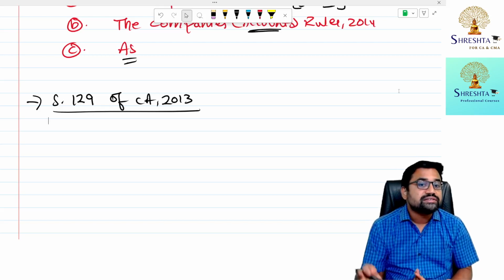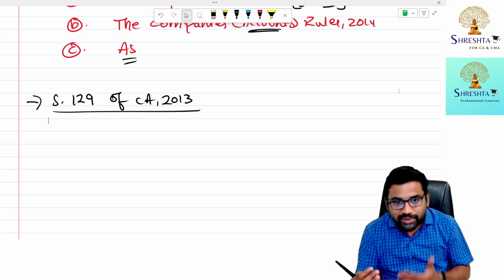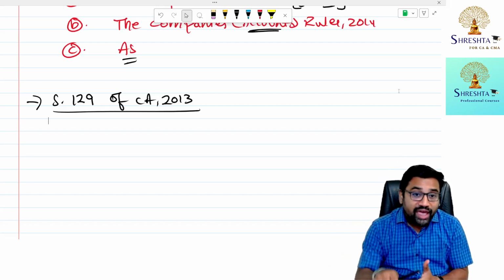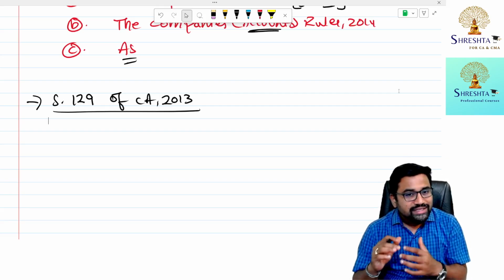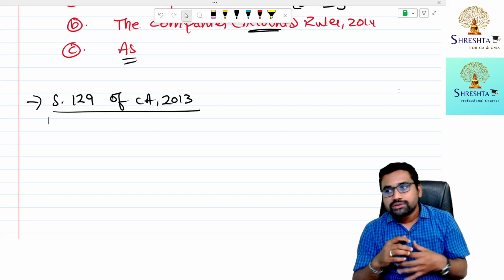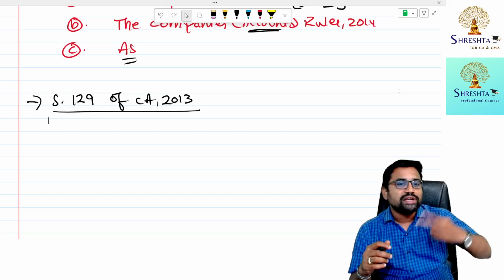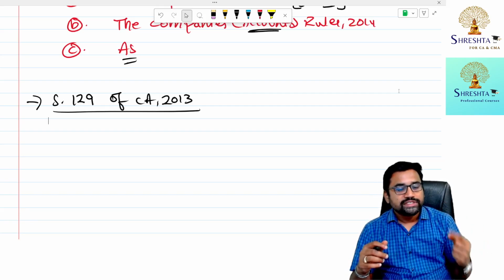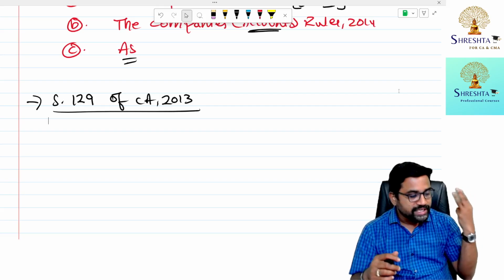Once the financial statements are prepared, they need to make sure the company conducts one annual general meeting. In that AGM, all the financial statements will be laid down, where the shareholders will approve them. That's the basic idea of section 129. So what is the gist of 129? I will tell you points. First point is true and fair view. Second point is regulatory framework. Third point is, once you prepare financial statements, they will be approved in the AGM.